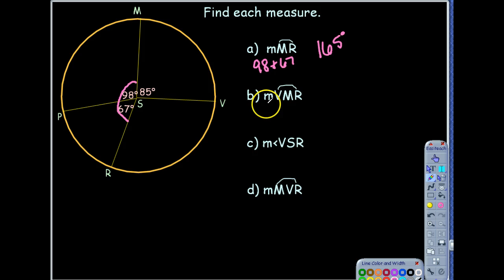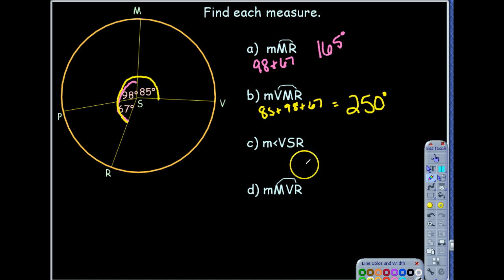All right. Now we're going to find the measure of arc VMR. So starting from V, going through M, and all the way to R, which the nice thing is they give us all those measures. So I'm just going to be adding 85 to 98 to 67. Or you could take 165 and add 85 to that, since we know that already. I already have it in my calculator from before, so it's 250. Now, notice because there are 3 letters, I knew it was going to be either 180 degrees or more, because it's either a semicircle or a major arc, and it ends up being a major arc.